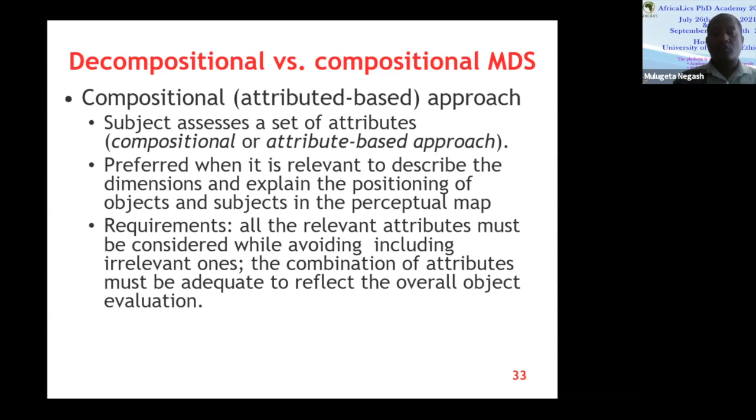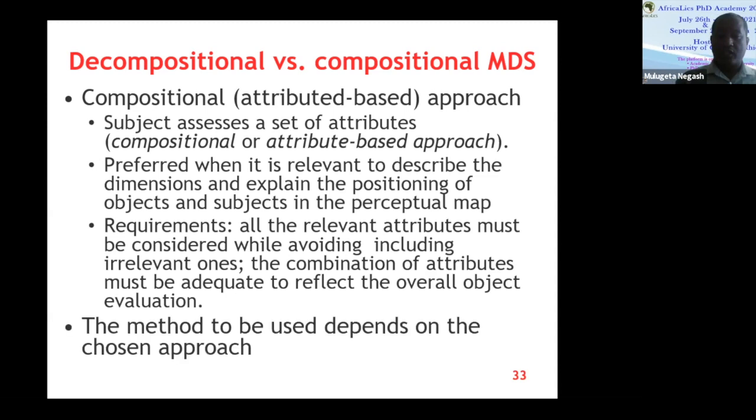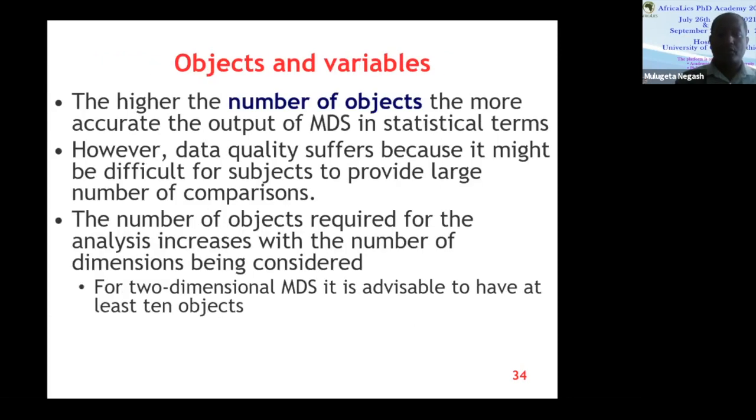And actually it has some requirements. All relevant attributes must be considered while avoiding including irrelevant ones. And the combination of attributes must be adequate to reflect the overall object evaluation. So in compositional, the subject assesses a set of attributes, it is not based on one attribute, and it is preferred when it is relevant to describe the dimension and explain the positioning of object and subject in the perceptual map based on each attribute. The requirement is that the relevant attributes must be considered. The method to be used depends on the chosen approach.